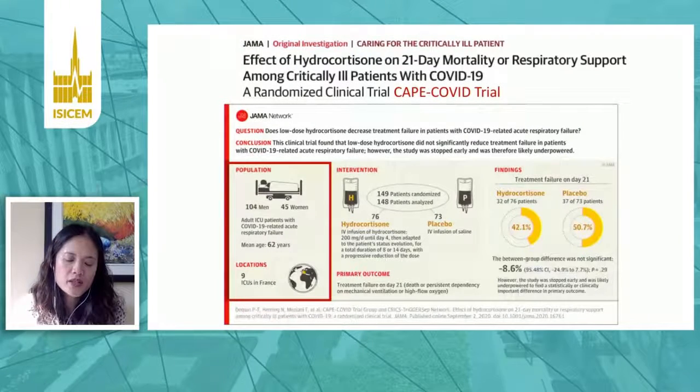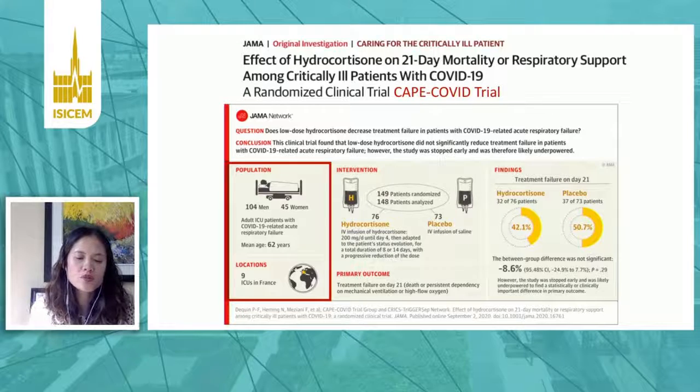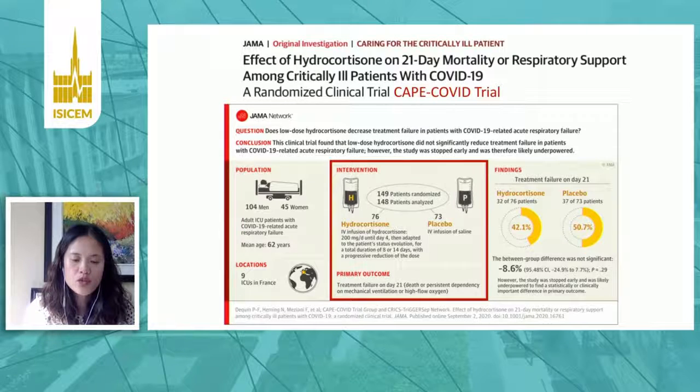Another multi-center study conducted in France, the CAPE COVID trial, was published in the same issue of JAMA. In this study, 9 French ICUs contributed to a total of 149 randomized adult patients in the ICU with COVID-19 related acute respiratory failure. 72 patients were randomized to intravenous infusion of hydrocortisone and 73 patients to placebo. The primary outcome was treatment failure at day 21 as defined by death or persistent dependency on mechanical ventilation or high flow oxygen.